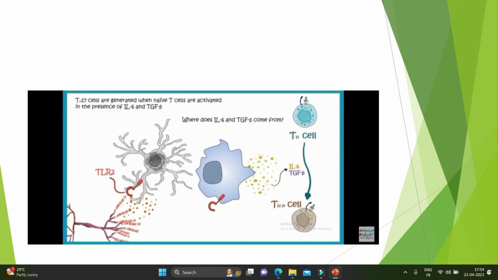The Th17 cells are generated when naive T cells are activated in the presence of IL-6 and TGF beta, but the question is where do these cytokines come from? The answer is that these cytokines are secreted by dendritic cells and macrophages. Once these dendritic cells or macrophages recognize fungal pathogens with the help of TLR2, this signaling leads to IL-6 and TGF beta production. As a result, the T helper cells would differentiate into the Th17 population, which plays an important role in fungal immunity. Now we can understand how innate and adaptive immunity hold each other's hands in fighting fungal infections.